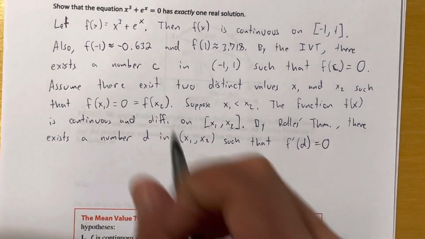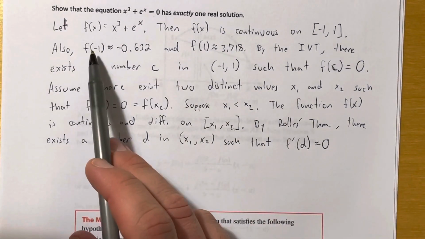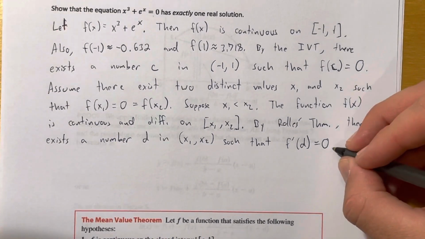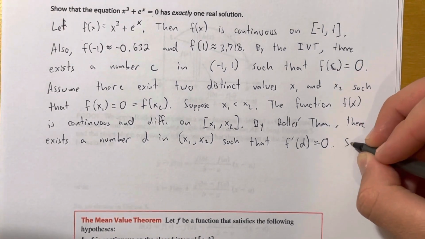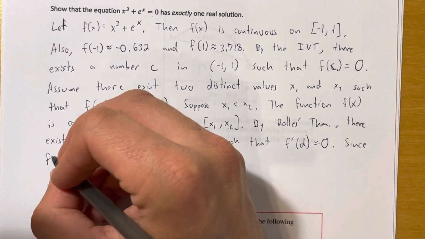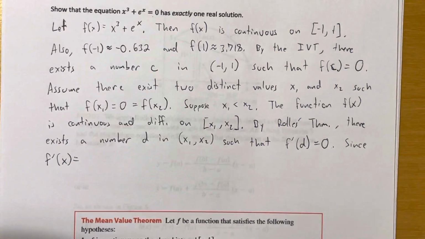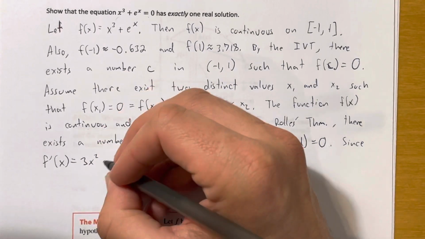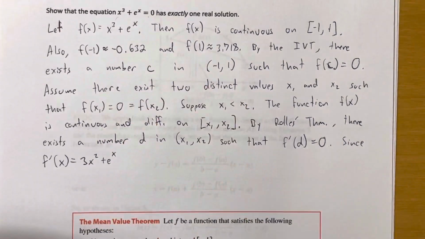Because I'm actually told what this function looks like, right up here where I defined it, I can find that derivative explicitly. Since f prime of x is equal to, so differentiating this is really easy, that would be 3x squared plus e to the x.